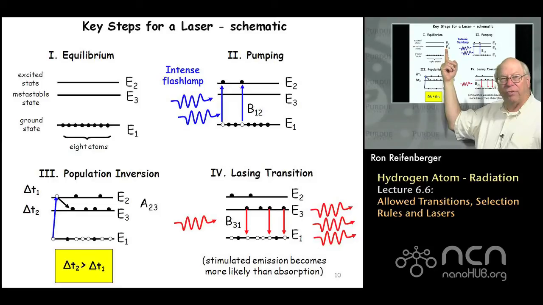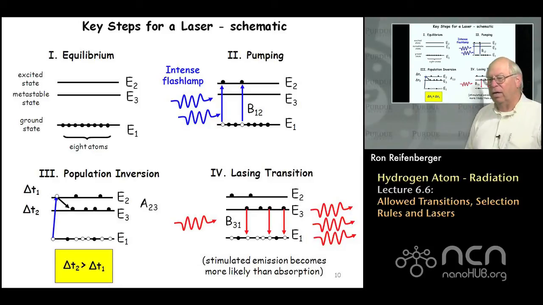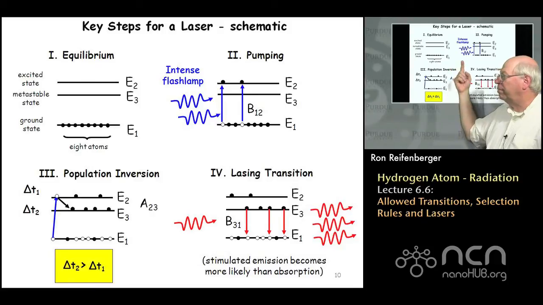This energy level E3 is particularly long-lived compared to the energy level E2. That's a key requirement that was imposed in order to produce a laser. This energy level E3 is referred to as a metastable state because it's not quite stable, but it's almost stable. And the way it works is you basically have to excite atoms from energy level E1 up to energy level E2.